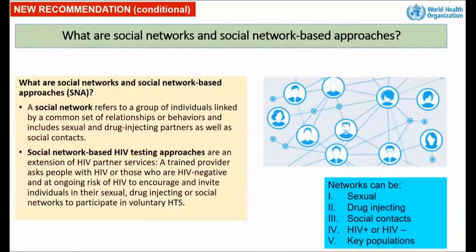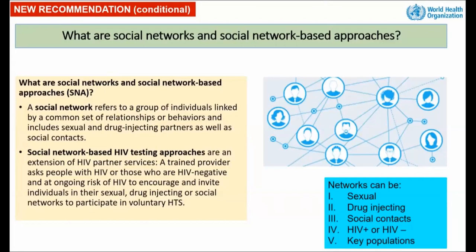So this is another model, which we have talked a bit about, the social network model, in the previous slide as well. Once the person is not ready to share the partner details, even if they are HIV positive or even if they are an HIV negative high-risk client, we can always look for their sexual network, their drug injecting network, their social contacts, HIV positive, HIV negative network, the key population group network.